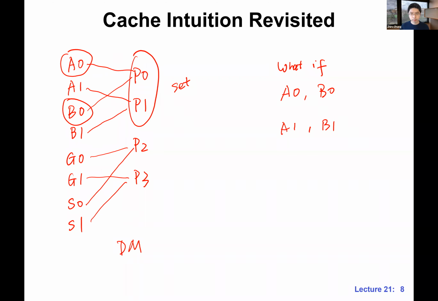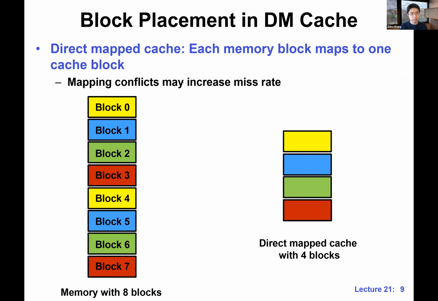Okay. Any questions about this analogy? If not, you pretty much understand this new kind of cache, right? But let me try to make it more clear.